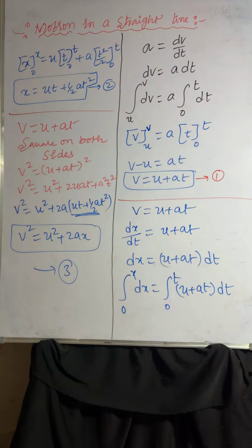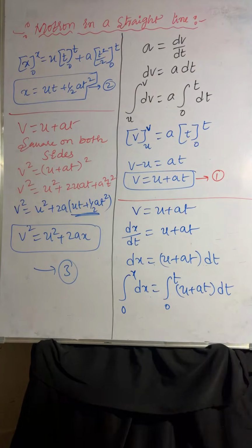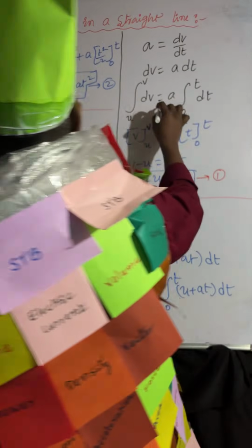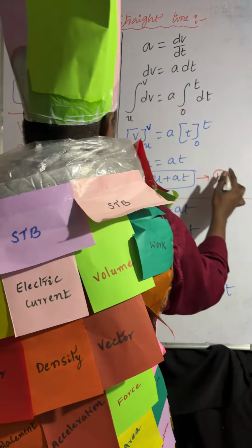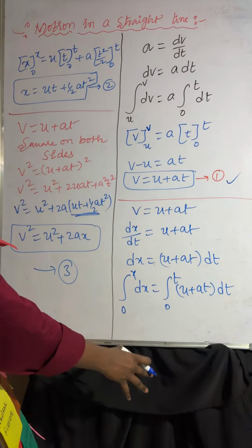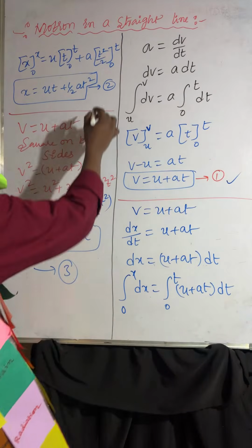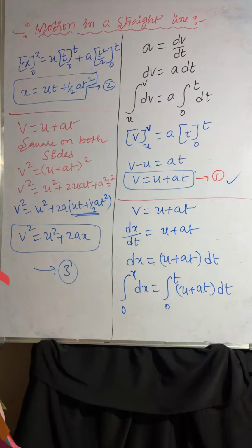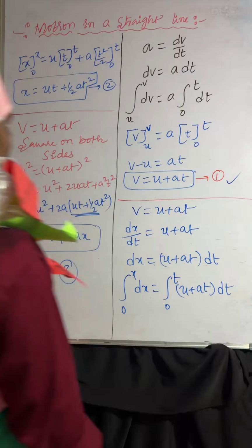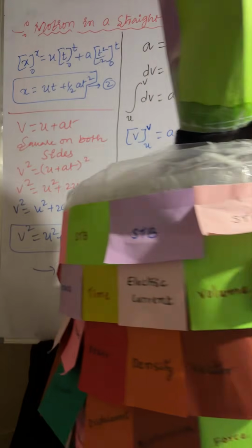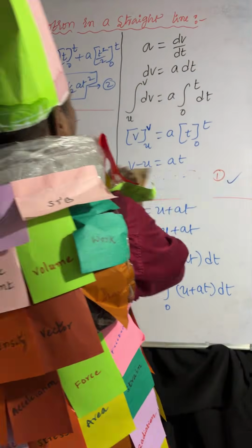Understood or not? I hope it is very clear. So check once. A equals dv by dt, dv equals a into dt, so integral u to v dv equals a into integral 0 to t dt. So we'll get equation 1. After that you take the second equation, and by squaring on both sides you'll get the third equation of motion. So this is about equations of motion by calculus method.